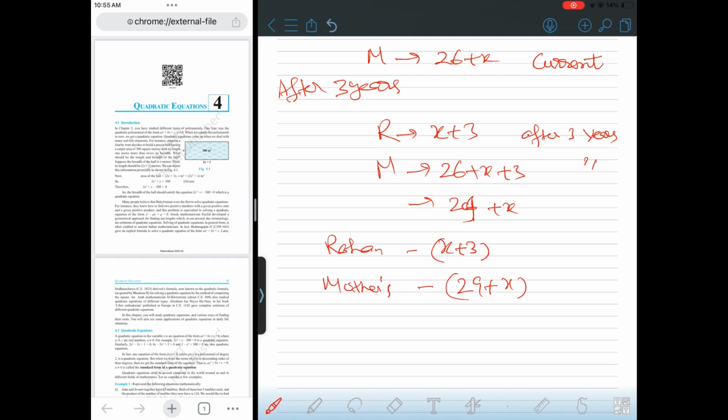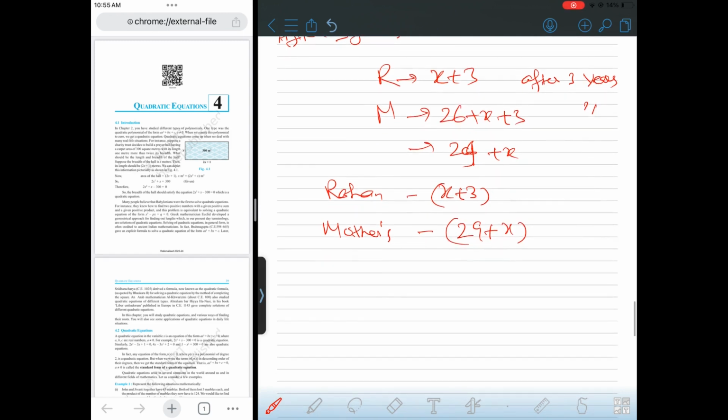And the question says the product is 360, right? So what we'll do is simply multiply X plus 3 into X plus 29 is equal to 360. This is the age of Rohan after 3 years, this is the age of mother after 3 years from current, and the product is 360.